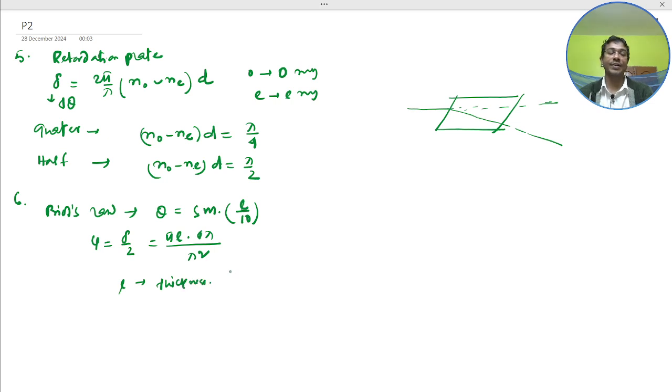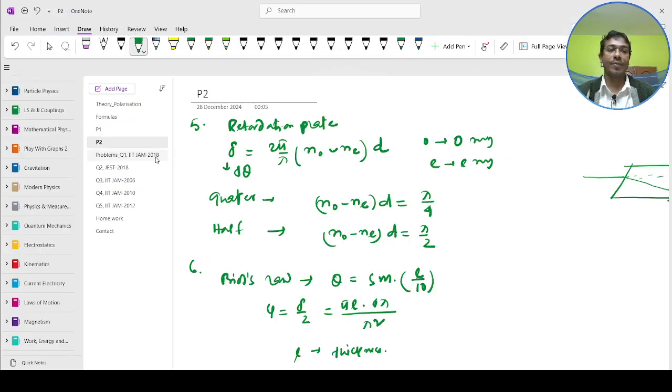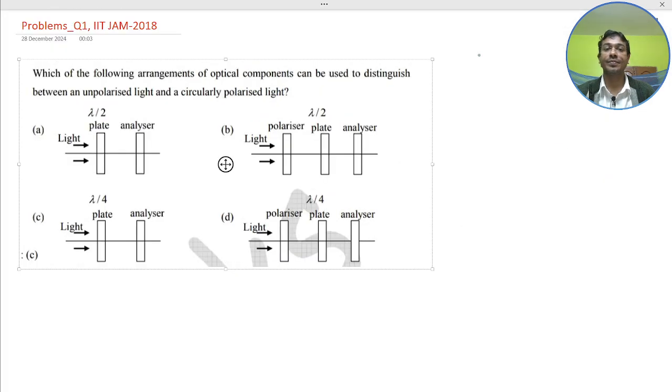So we just covered here the chapter summary of the polarization of light. Now go ahead to our problem discussion session. First one is coming, IIT JAM 2018, which is saying: which one of the following arrangements of optical components can be used to distinguish between unpolarized and circular polarized light.